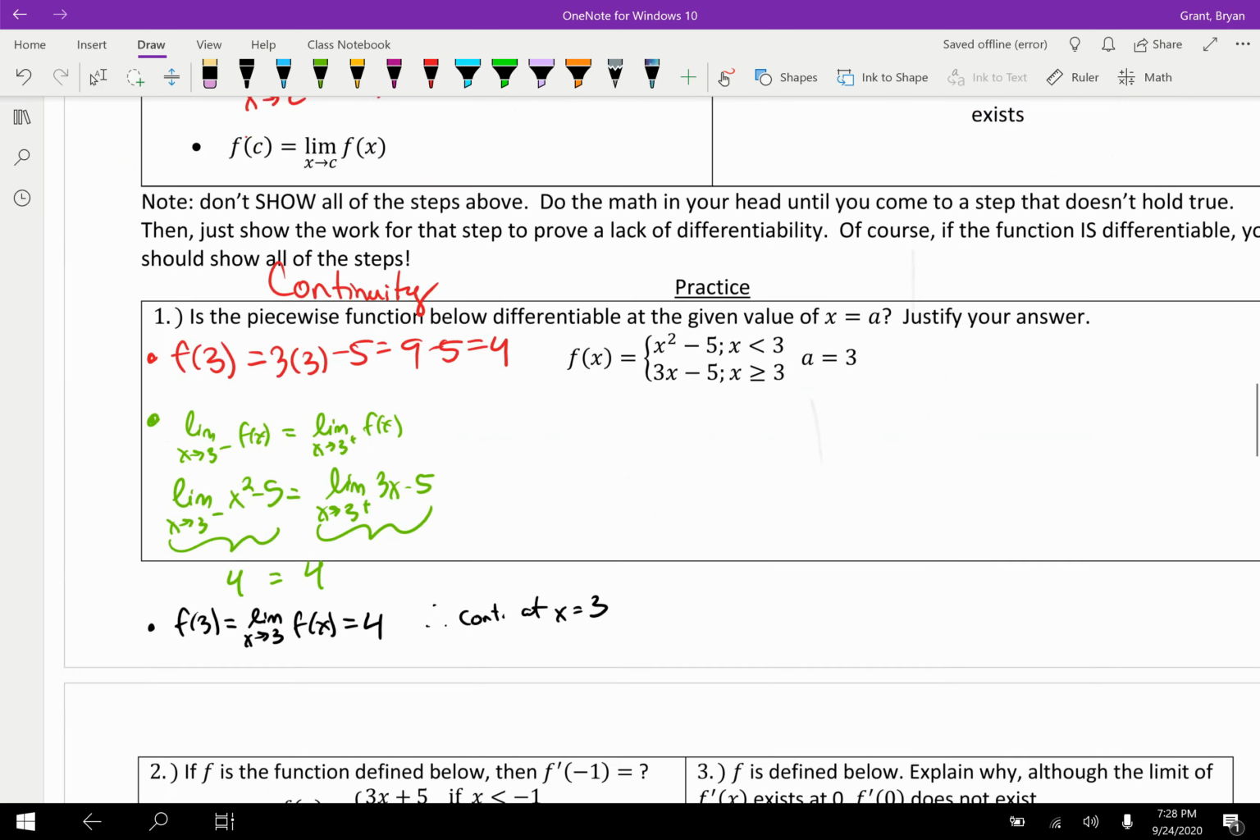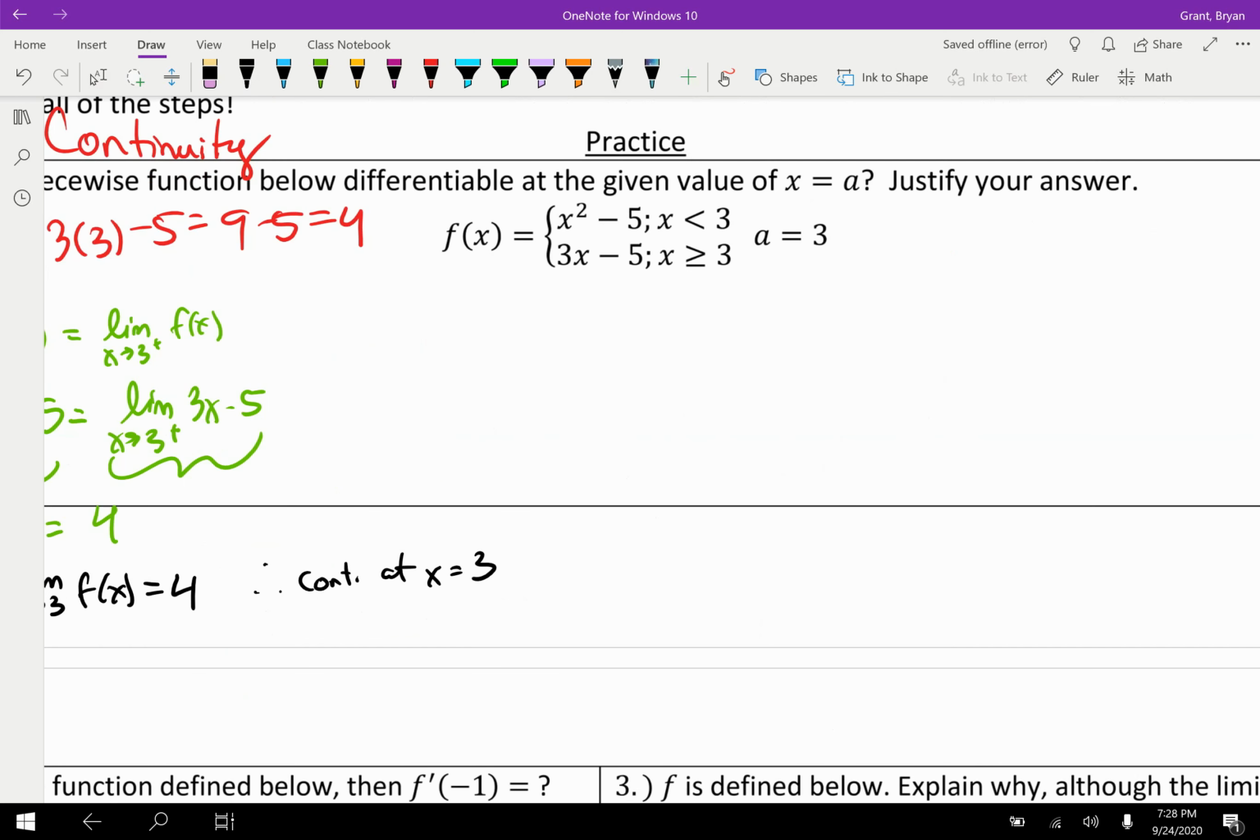Okay, well, how do we do step 2? Well, we first probably need the function for the derivative. And that might seem intimidating, but it's actually easier than you think. We just need to take the derivative of each of the pieces here. At this point, this should be pretty straightforward. The derivative of x squared minus 5 is 2x for x less than 3. And the derivative of 3x minus 5 is just 3 for x just greater than 3.